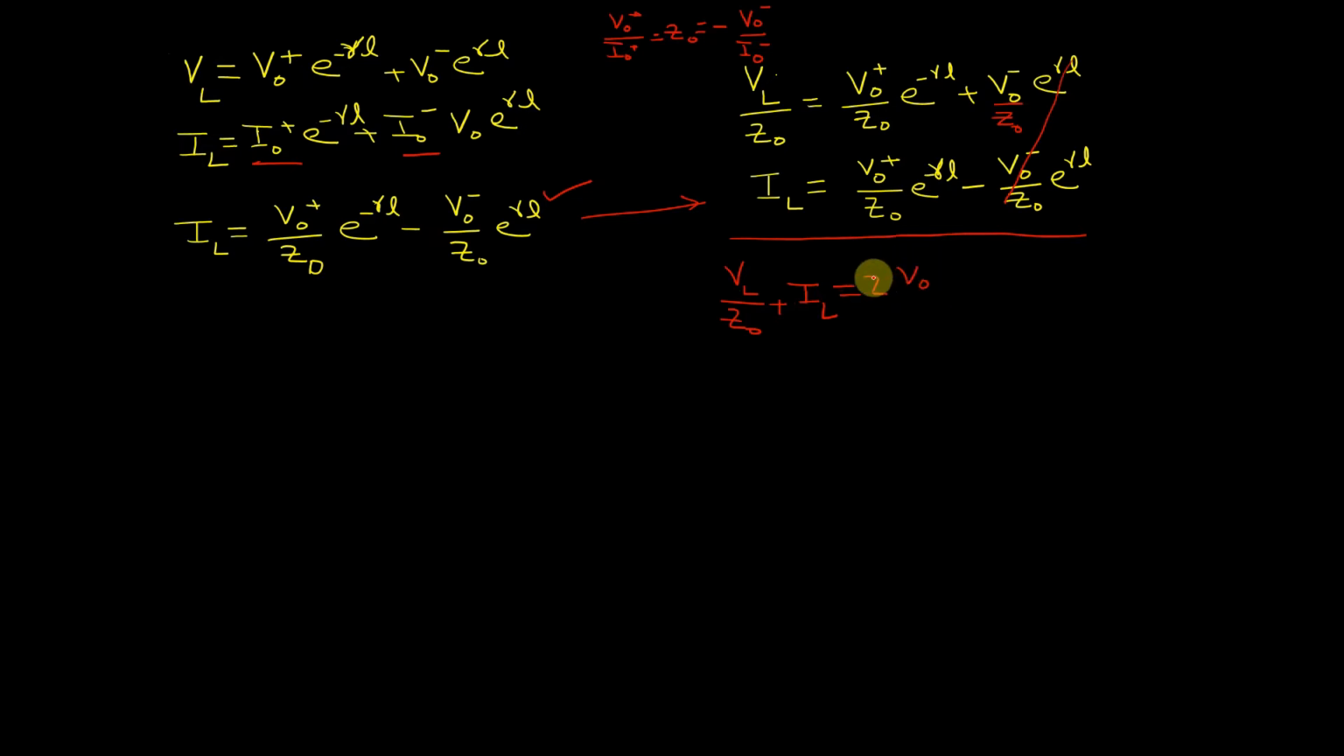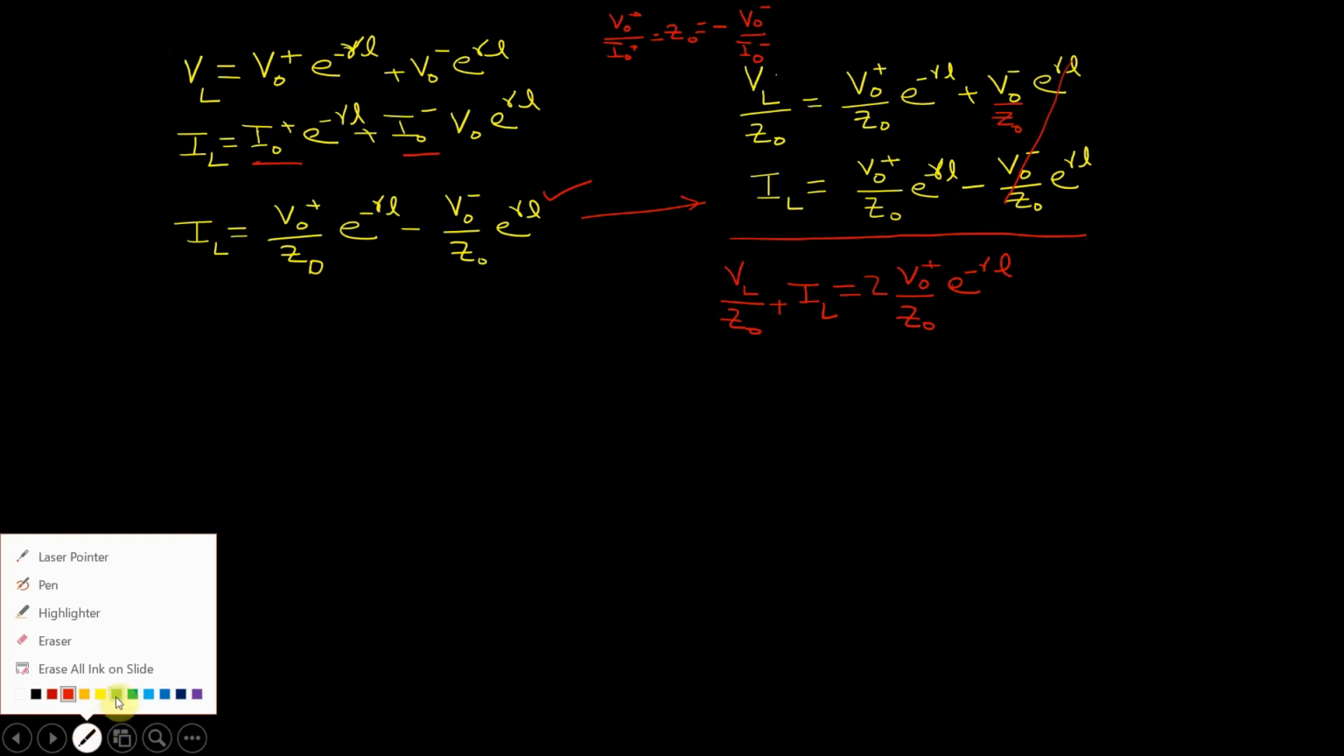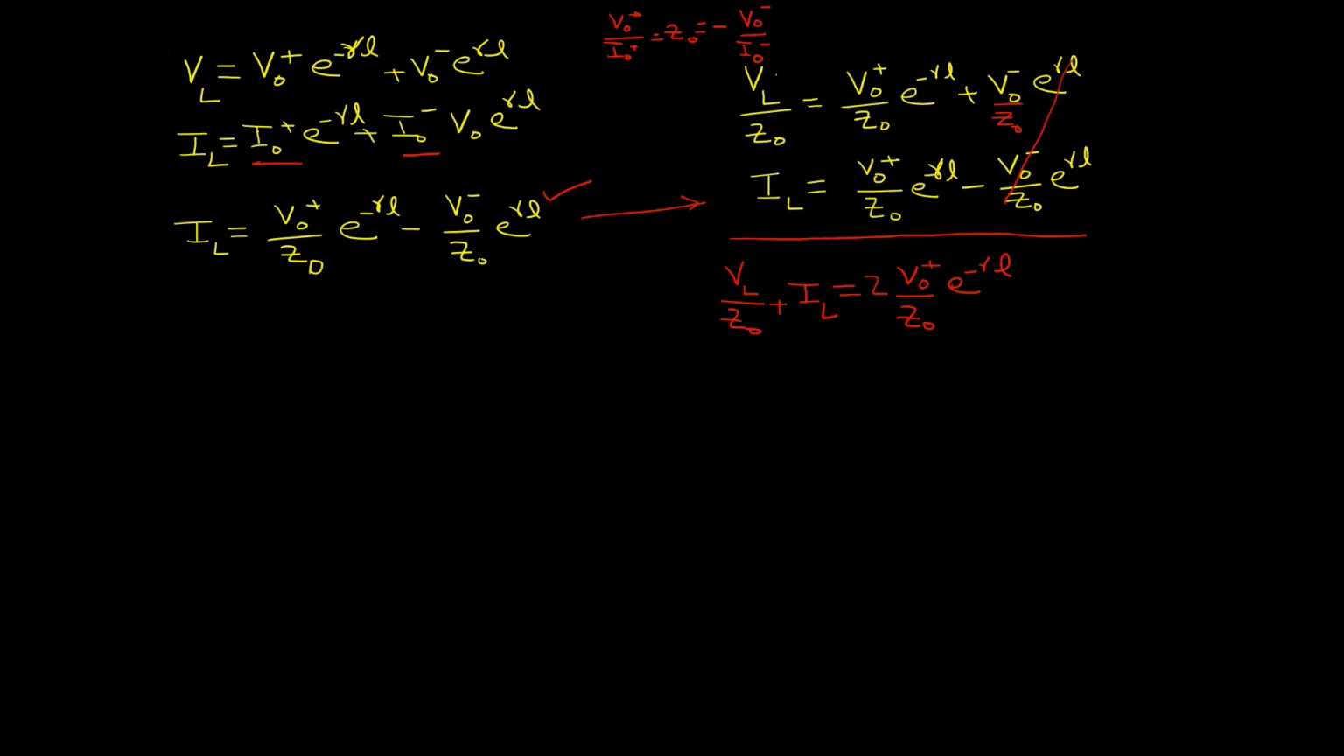twice of V naught plus, divided by Z naught, times e raised power minus gamma L. So from here you can find out the value of V naught plus. You can write directly here the value of V naught plus will be equal to 1 by 2. From that equation you can solve it for V naught plus.